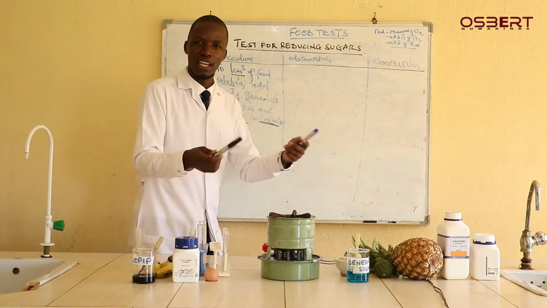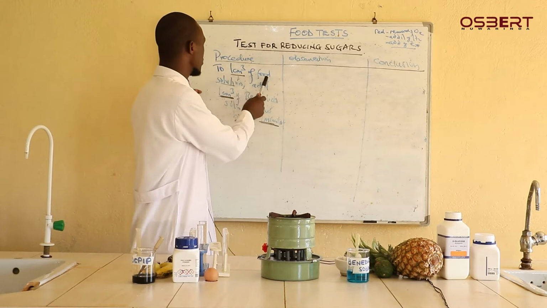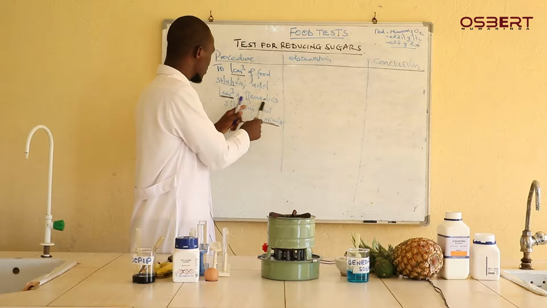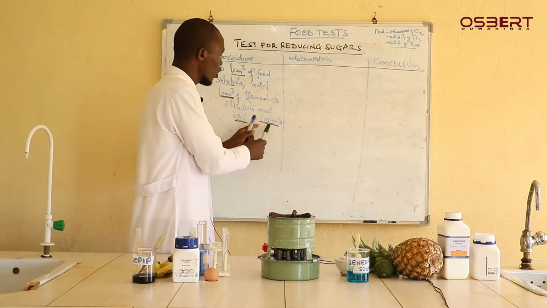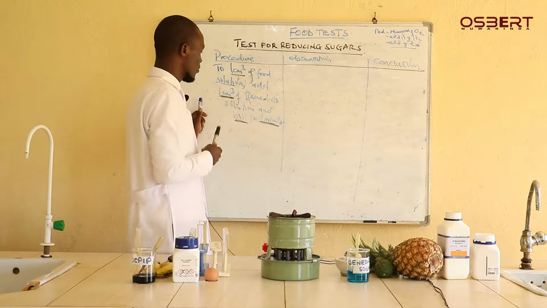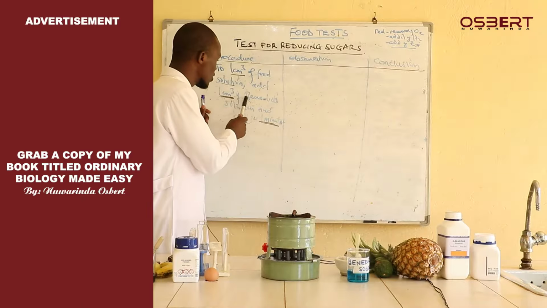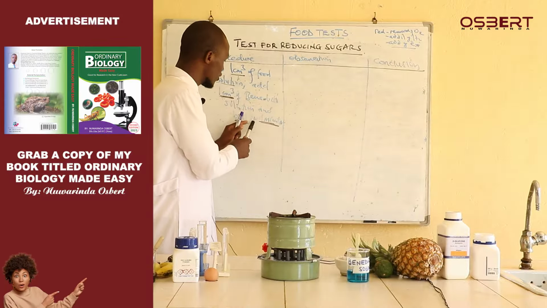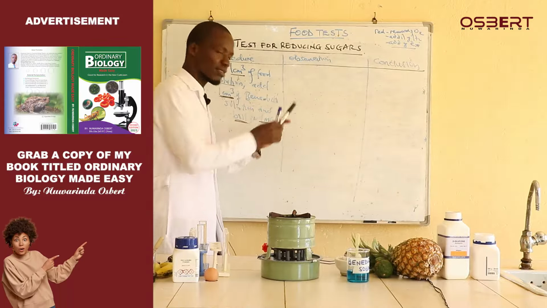sometimes they call them solution A, solution B, whatever. To 1 centimeter cubed of the food solution was added 1 centimeter cubed of Benedict's solution and boiled for 1 minute. Or you can simply say that to 1 centimeter cubed of the food solution, 1 centimeter cubed of Benedict's solution was added and the mixture was boiled for 1 minute.